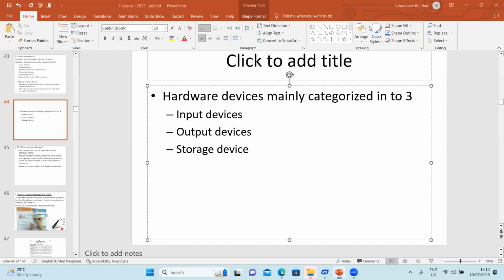Hardware devices are tangible parts of the computer. Mainly we can categorize them into three. The first one is input devices, the second one is output devices, and the third one is storage. So input devices, output devices, and storage devices are the three categories of hardware devices.